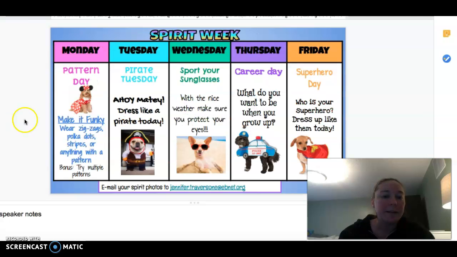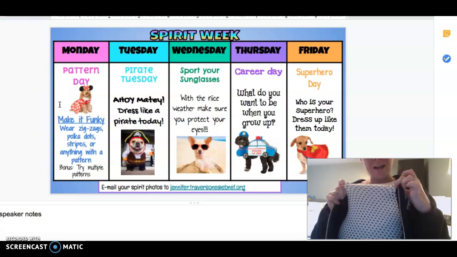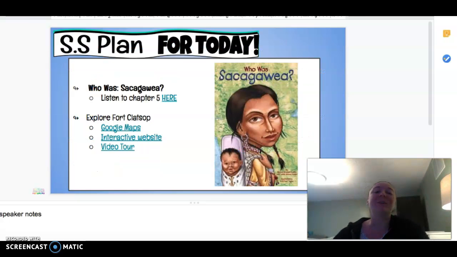For Spirit Week today, it is Pattern Day. Make it funky, wear zigzags, polka dot stripes, or anything with a pattern. Bonus, try multiple patterns. My favorite pattern is polka dots.